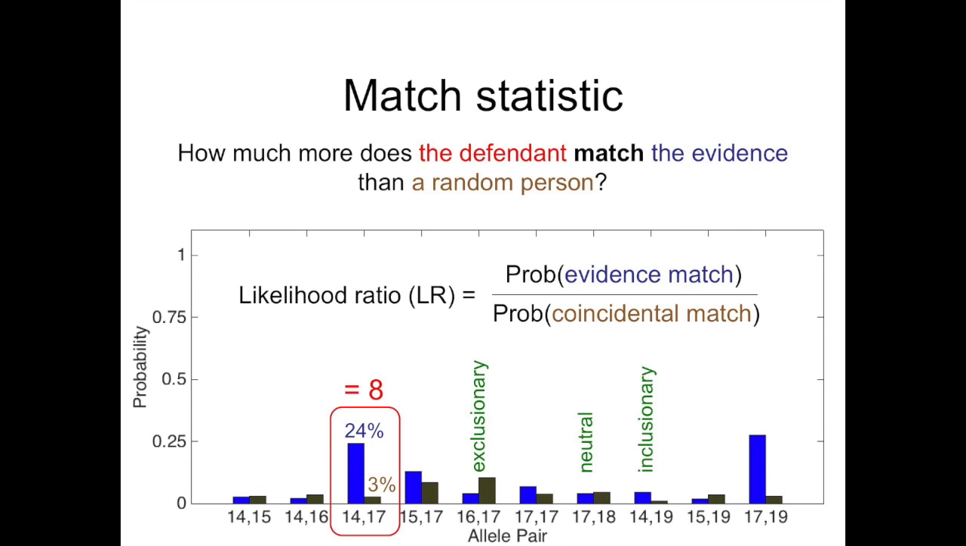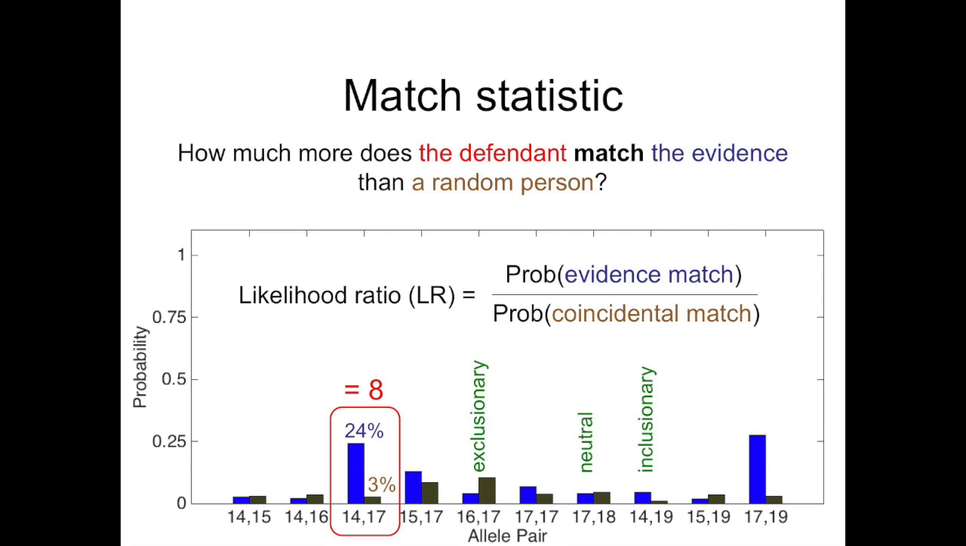The same blue bars from the previous slide are now skinnier. The brown bars show the genotype probability for a random person. At this point, a comparison can be made with someone's genotype. That person could be a suspect, a victim, an elimination or contamination reference, and so on.